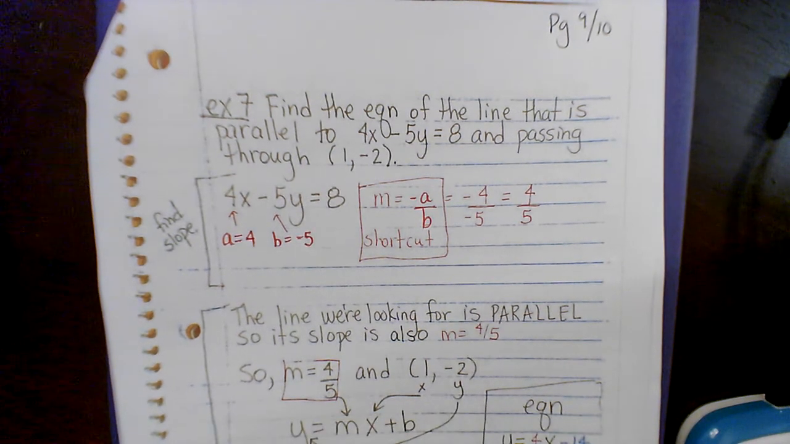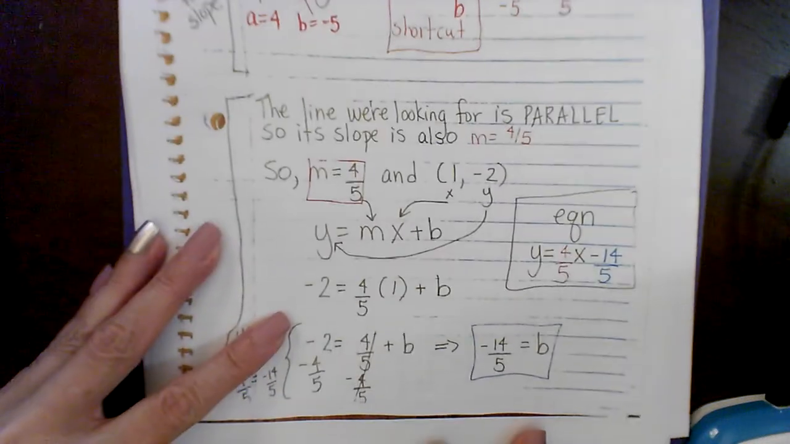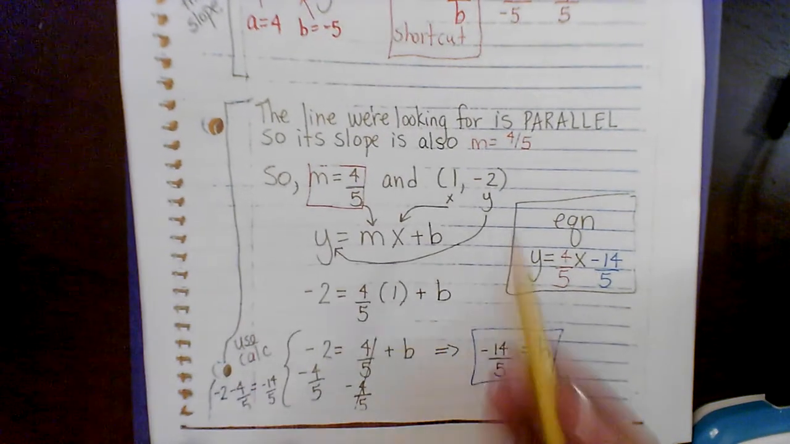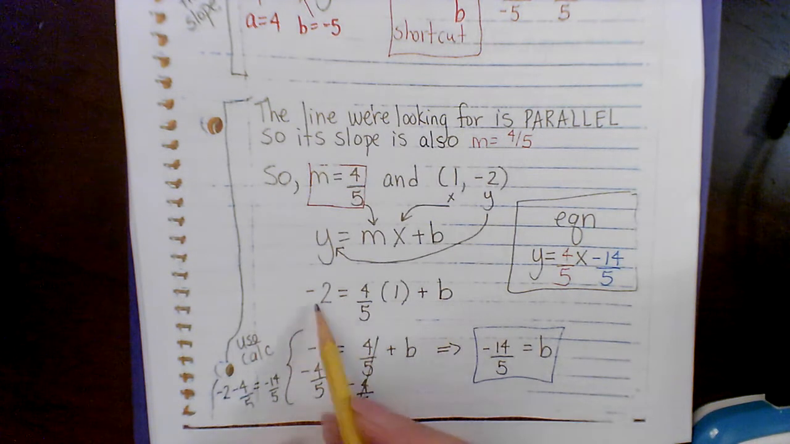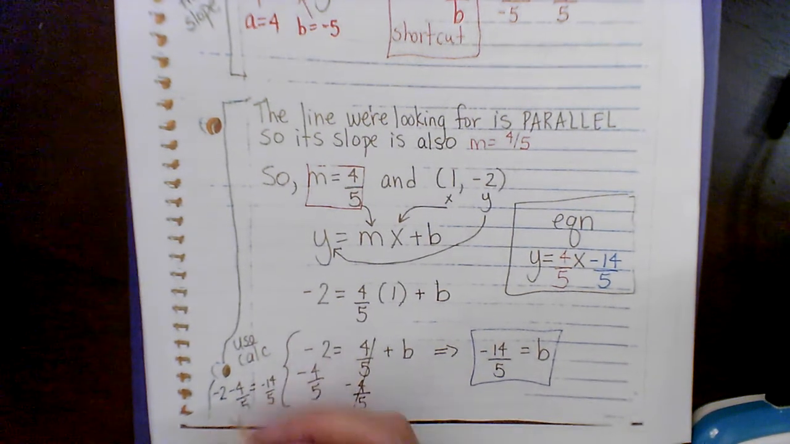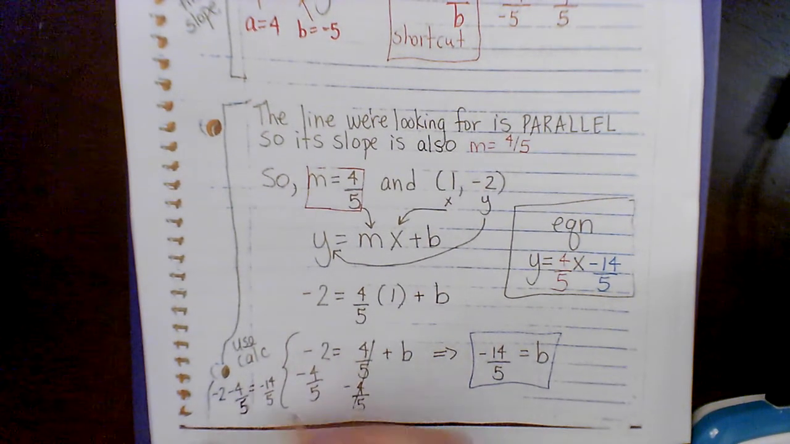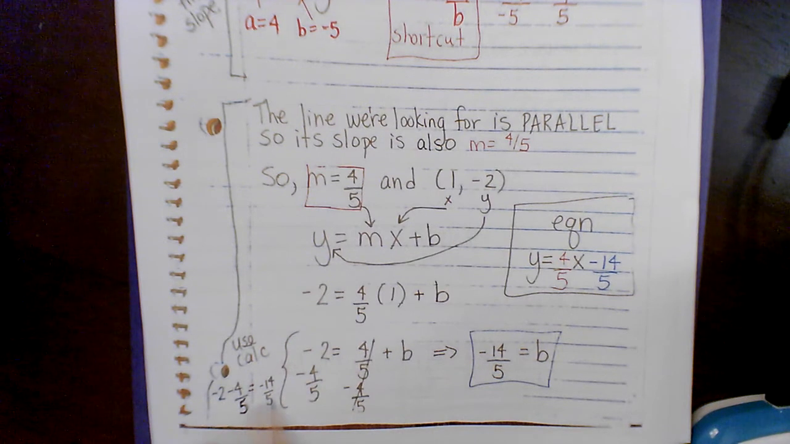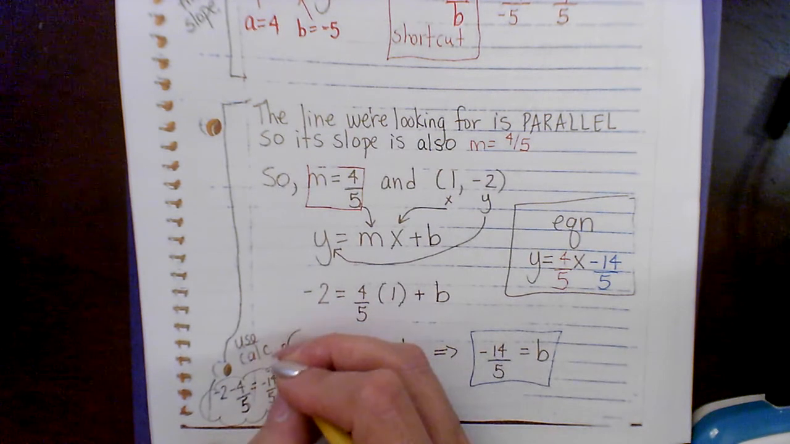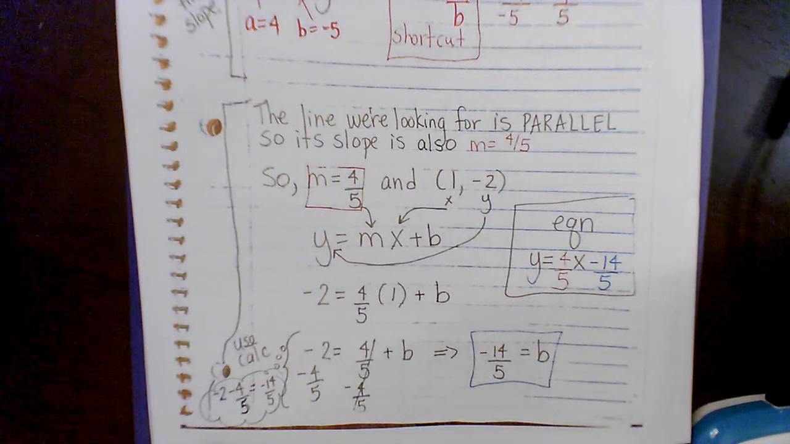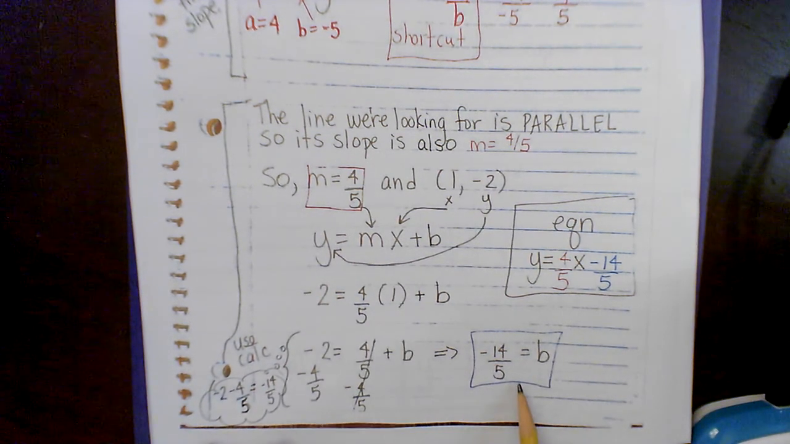So, substituting that into the y equals mx plus b, we get this. I'm going to subtract 4/5 from both sides. And again, you can use your calculator over here. I just kind of made a note of what I was doing on the calculator. It was -2 minus 4/5. So we'll kind of make that little fluffy little thought cloud so you can see what's going on. And I get this is my b value.